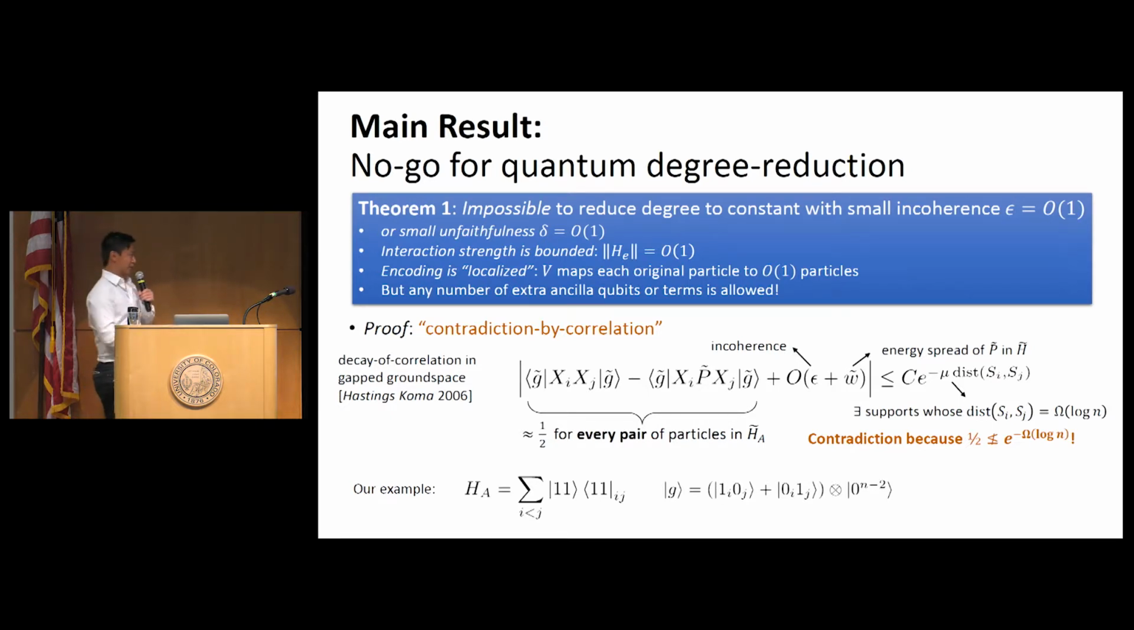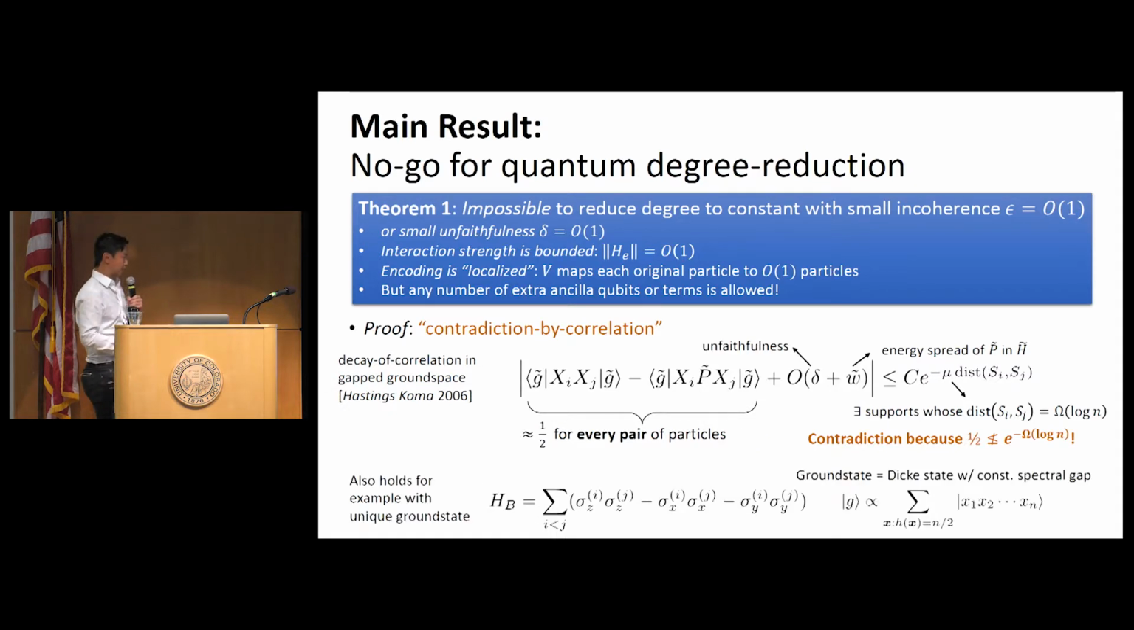Now you might ask, okay, this H_A is not very interesting, it's a classical Hamiltonian, maybe it's an artifact that we want to preserve all the coherent superpositions. And it turns out that that doesn't really matter, because there's another Hamiltonian that has a unique ground state, and this ground state is highly entangled. It's known as a Dicke state in atomic physics, and it's a superposition of all strings where half of the bits are 1s and the other half are 0s. And this state also has very large entanglement and correlation between every pair of particles. So using this, we can also show that it's impossible to even incoherently reduce the degree to a constant, assuming small unfaithfulness. So this is very different from the classical world.